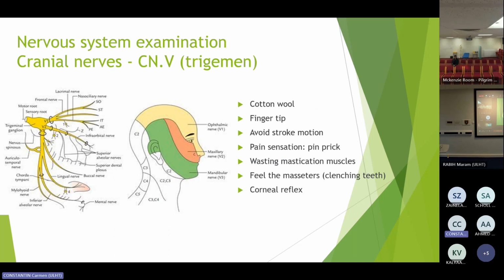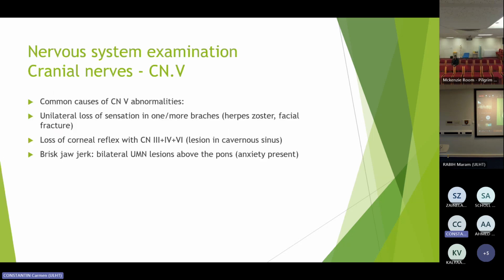How are we examining the trigeminal? Sorry, with the fingertip you could test pain sensation with pinprick. We are not really doing it. Corneal reflex, yes, and we can see the wasting of the mastication muscles. But just by stretching, check bilaterally, and also avoid stroke motions. Very common causes for the trigeminal abnormalities.